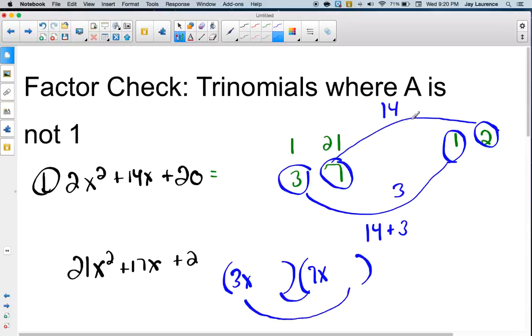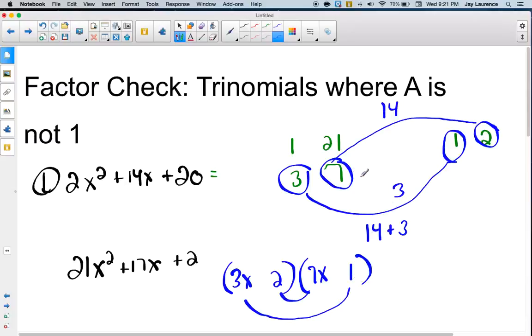The 7 got multiplied by the 2 to get 14. So we're going to go from the 7 little loop to the 2. We're going to go from the 3 to the 1.